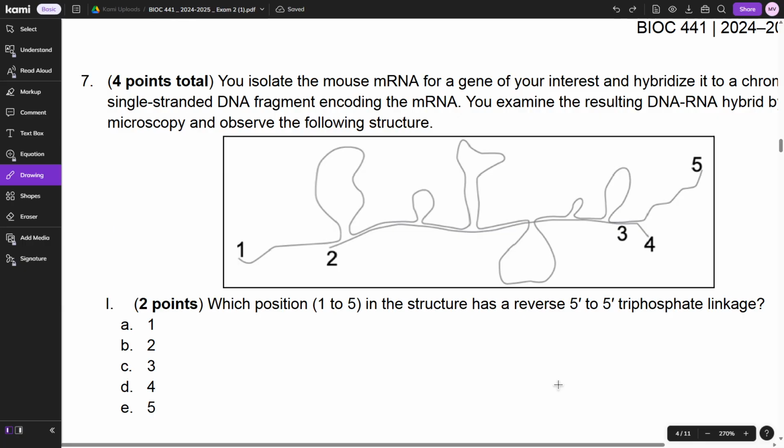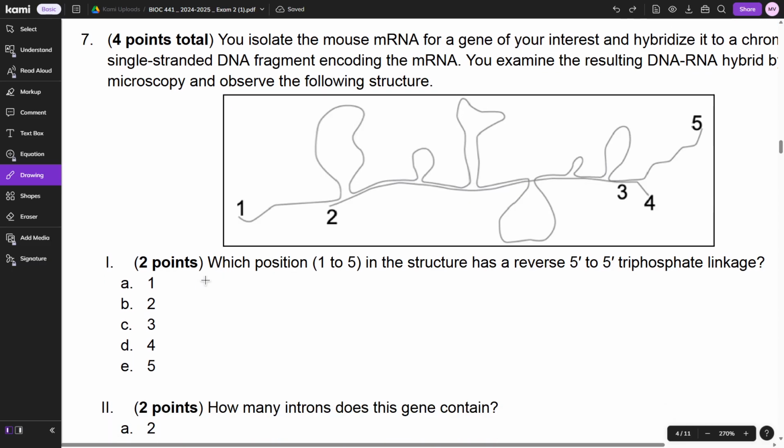Yes, exactly. That's either 2 or 4 is the function. Yes, that's a great way of thinking about it. 2 or 4 has to be the 5' cap or poly A tail. So let's talk about this. Which position has the reverse 5' to 5'? Fancy way of saying which one has the 5' cap.